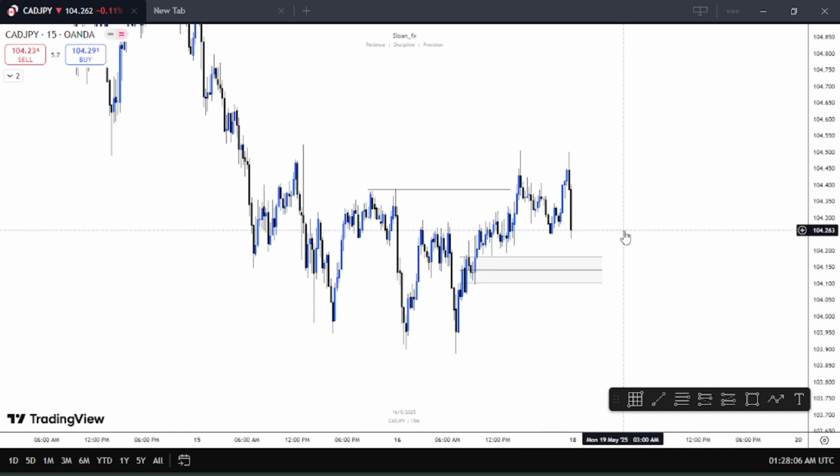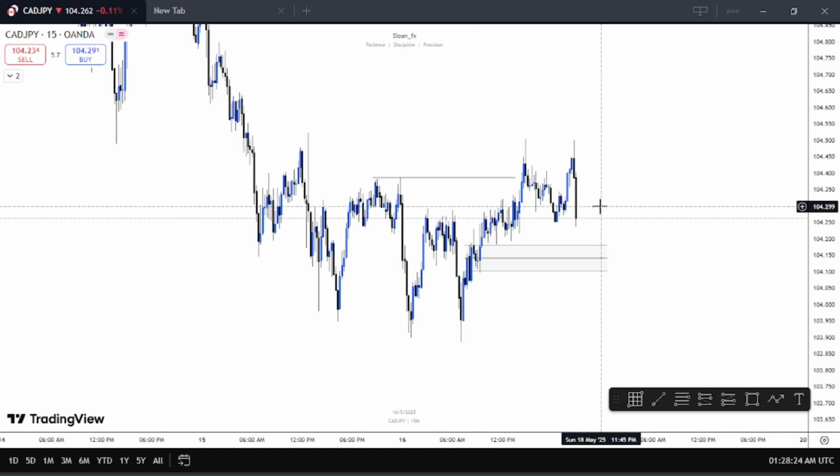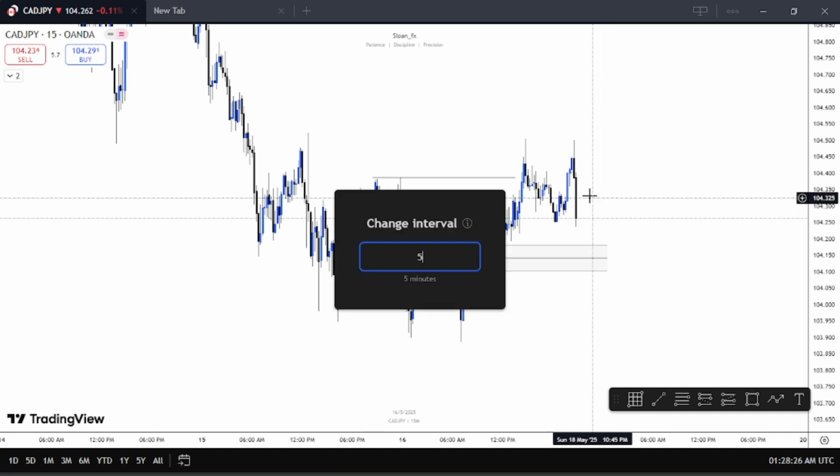Okay, you identify your move from weekly, daily, then you plot out your break of structures, your order blocks, then you can now scale down to lower time frames like the 10 minutes, 15 minutes, the 30 minutes, the 45 minutes, the 1 hour, depending on the type of trader you are, be it a scalper, a day trader. All right, so let's go on to 5 minutes time frame now.